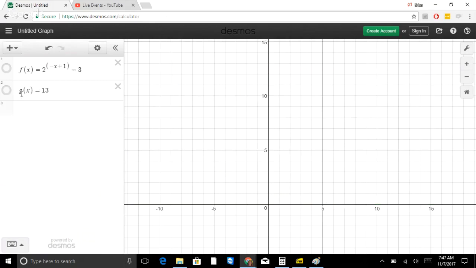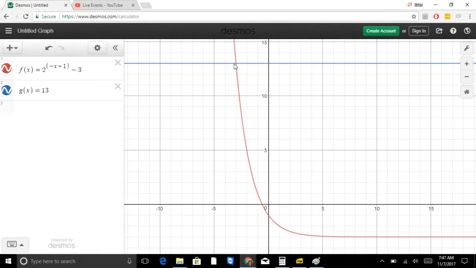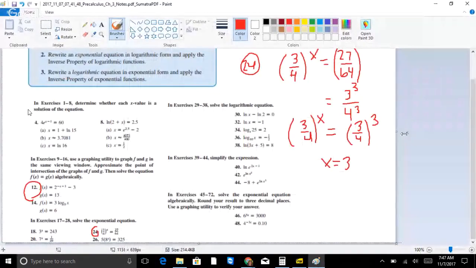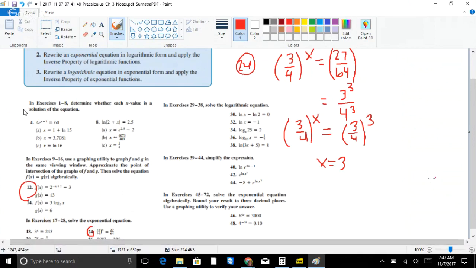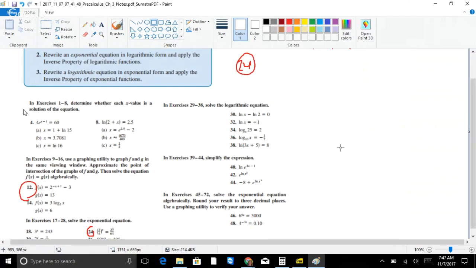So for this particular one, we know that x actually happens to be negative 3, just coincidental, a lot of 3s this morning. And then if we pop back over here and scroll out this way a little bit: use a graphing utility to graph both f and g in the same window, approximate the point of intersection, then solve the equation algebraically. All right, so let's clear off a little space here since we have it up, and there we go. All right, so number 12, we're going to solve algebraically.